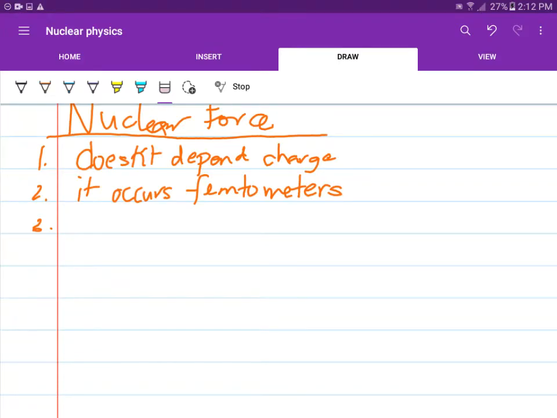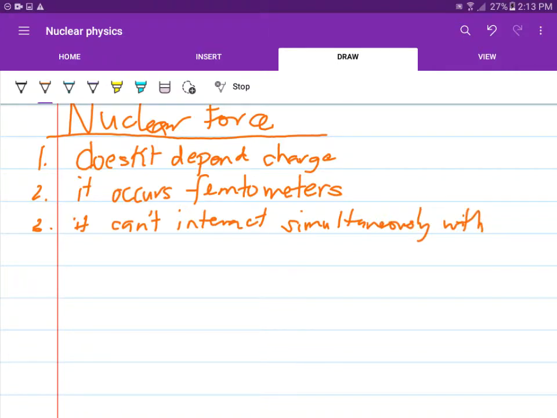So the third thing that we know about the nuclear force is that it cannot interact simultaneously with other nucleons. By nucleons we mean protons and neutrons, with other nucleons for heavier atoms.